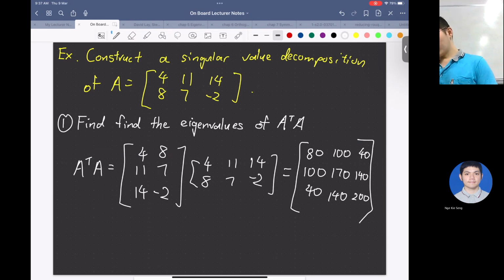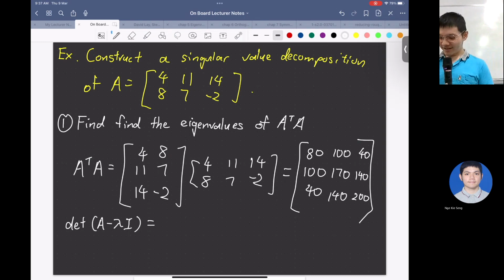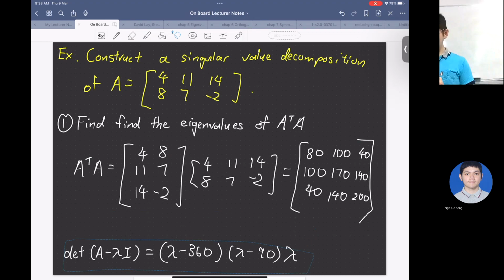Okay, so from here, what's the characteristic polynomial? Calculation is a pain. I cheat a bit and tell you what it is: lambda minus 360, lambda minus 90, times lambda. But outside lecture time, you should calculate it. You just do the normal job, I know it's a pain. You take your A transpose A minus lambda.